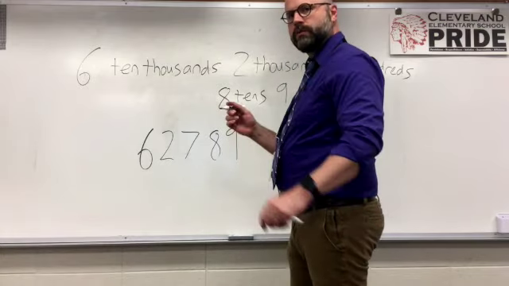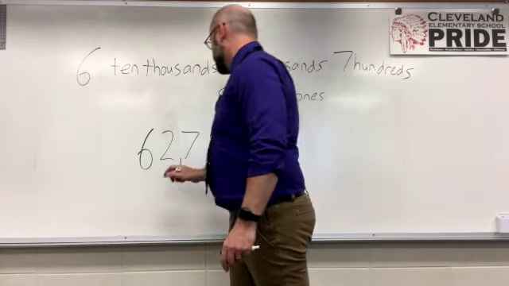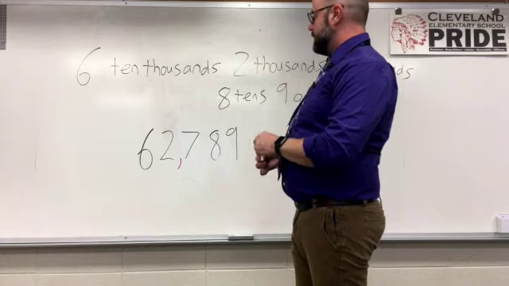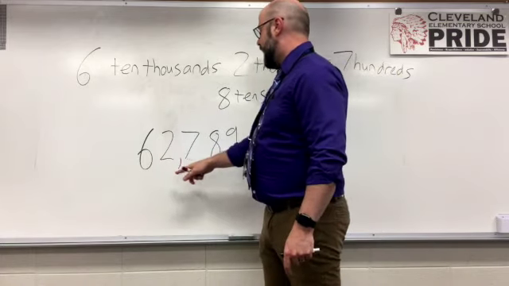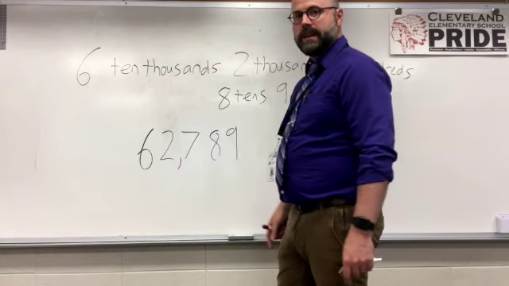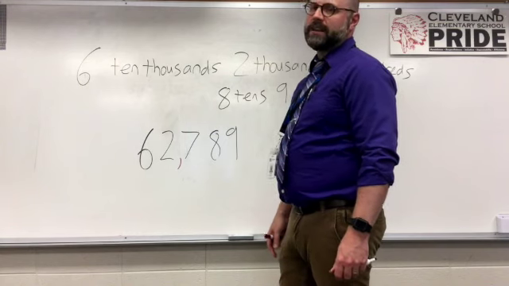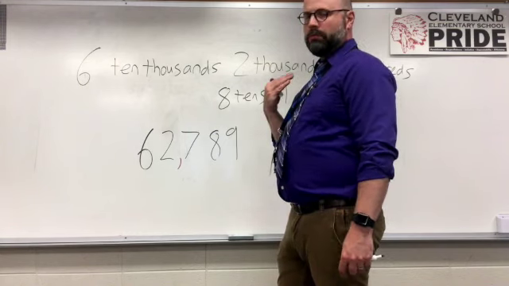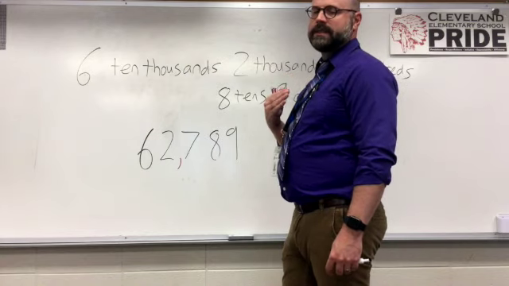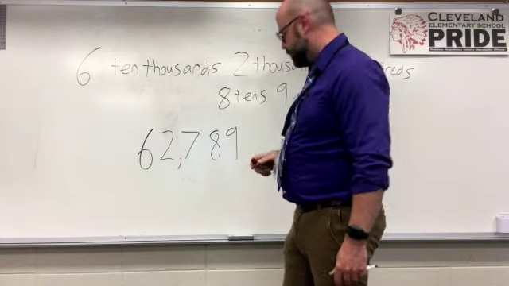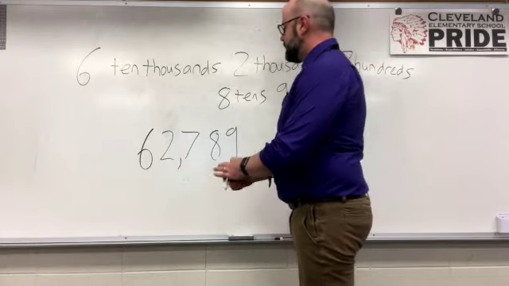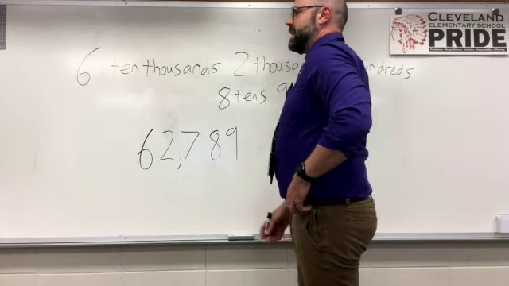Hopefully, when you're watching this, you said between the 2 and the 7, Mr. Royans. And we say this number, 62,789. Remember, it's not 62.789. We don't do that. That indicates a decimal. We use proper math terminology up in here, boy. 62,789.